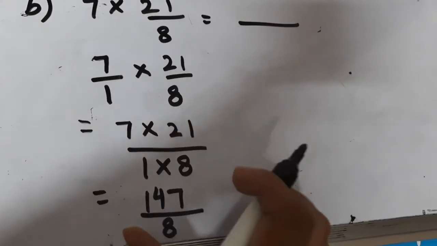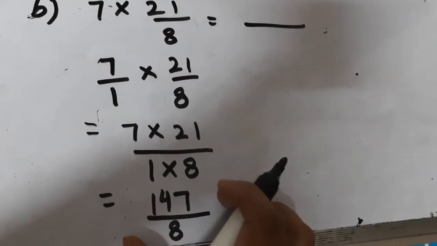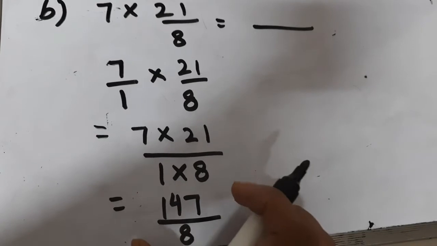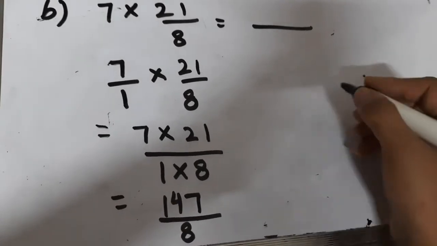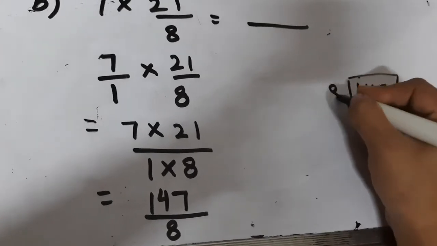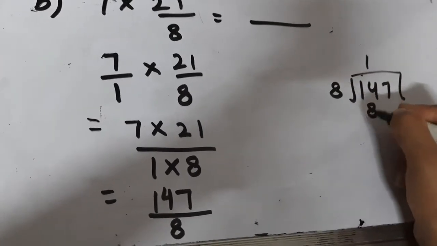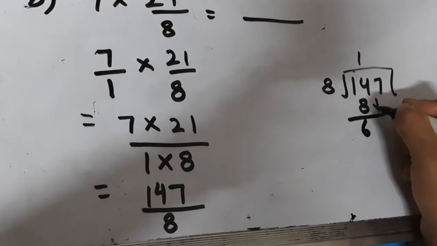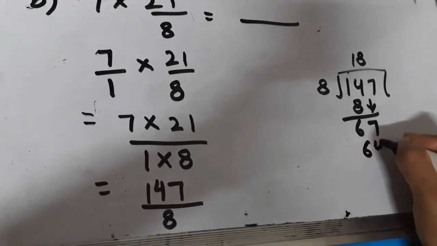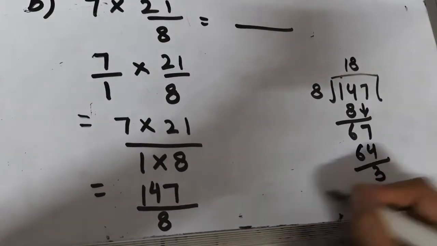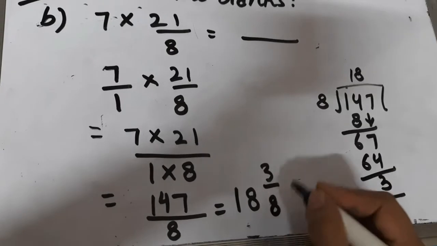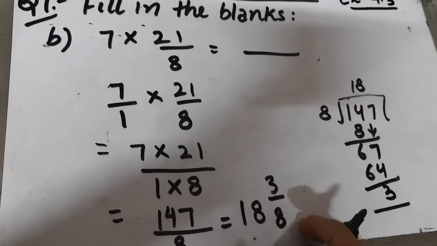Now we will convert this improper fraction into mixed fraction because the numerator is greater than the denominator. So what we will do, we will convert it into mixed fraction by dividing by 8. 8 1s are 8. Now 6, bring this 7 down. 8 8s are 64. Remainder is 3. So this will be 18 3 upon 8. Okay, so your answer will be 18 3 upon 8.